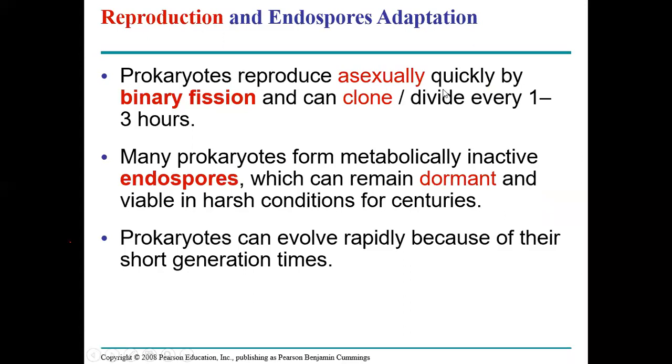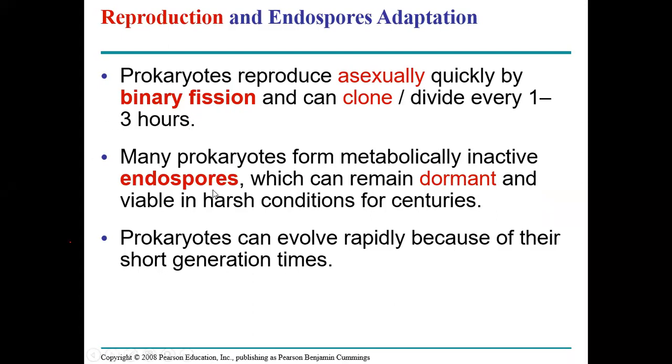Prokaryotes reproduce asexually quickly by binary fission and can divide every 1 to 3 hours. Binary fission, that you know very well. A single cell is getting divided into two with the help of a division that is occurring at the center of the body.